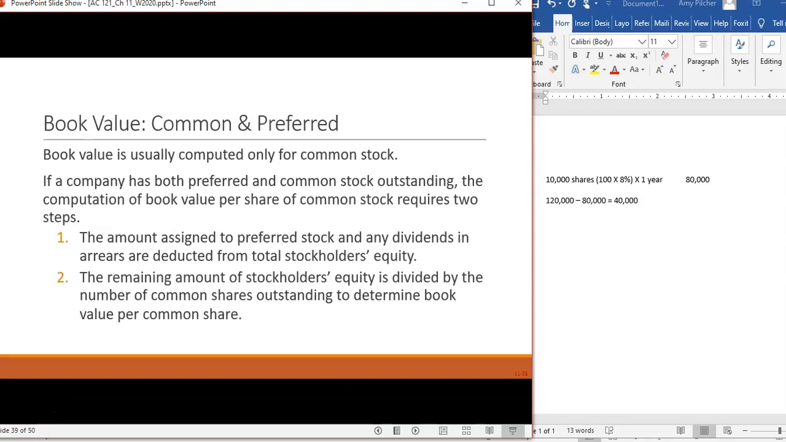We normally only calculate the book value for common stock. If we have preferred stock outstanding, then we have 2 steps to figure out what the book value of our common stock is. The amount assigned to preferred stock and any dividends in arrears are deducted from our total stockholders' equity. Then our remaining amount of stockholders' equity is divided by the number of common shares outstanding, and that gives us our book value per common share.